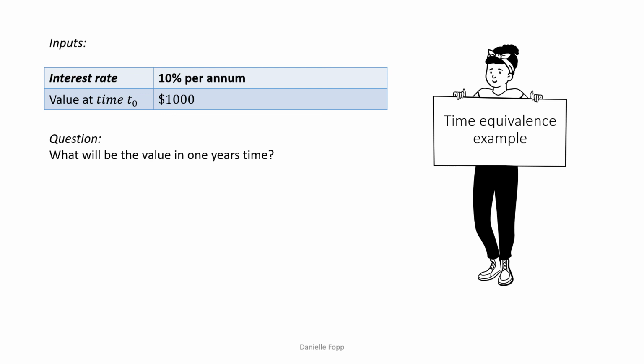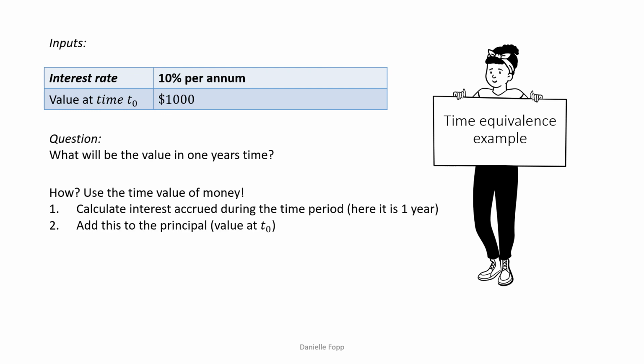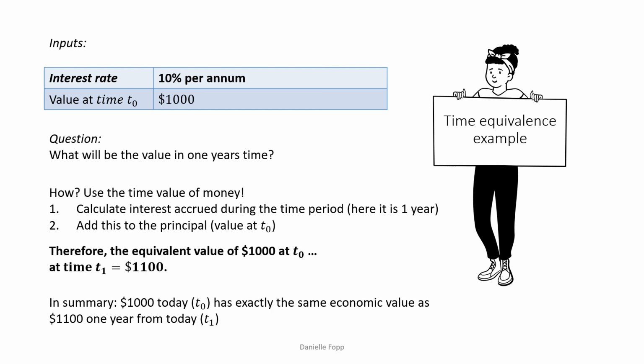Not sure. What can we do to find out? Well, let's use the time value of money. So the first step is to calculate the interest accrued during the time period, and here it's 1 year. So we're using the equations we've seen previously. So if you need to pause and go back, make sure you've got them written down. We then need to add this to the principal, which is the value at t equals 0.